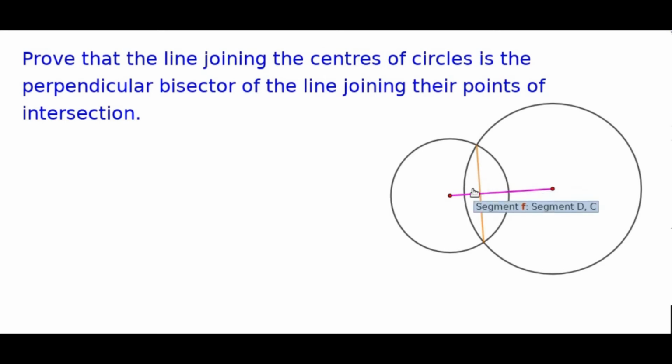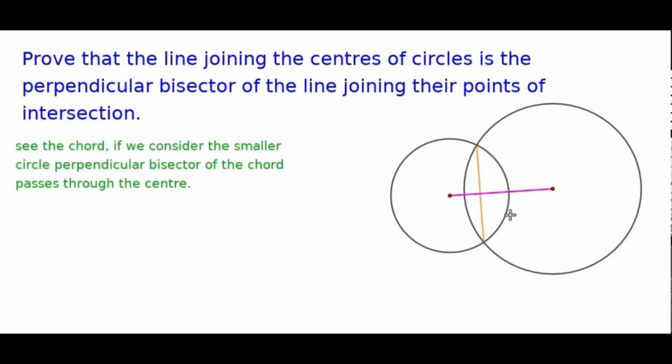To prove that one, if we see the smaller circle, to that smaller circle, this one is a chord. Therefore, the perpendicular bisector of this chord must pass through the center of the circle. See the chord. If we consider the smaller circle, the perpendicular bisector of this chord passes through this center. Like that, to the larger circle, this one is a chord. This chord is a chord for the larger circle also. Okay. At that time, the perpendicular bisector of this chord must pass through this center.